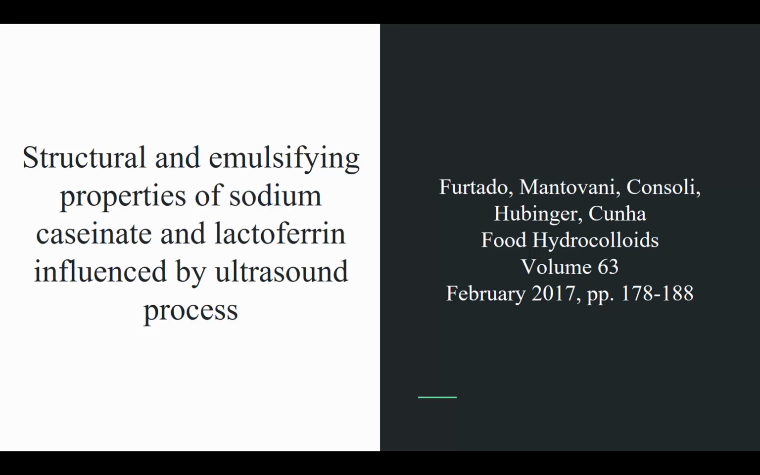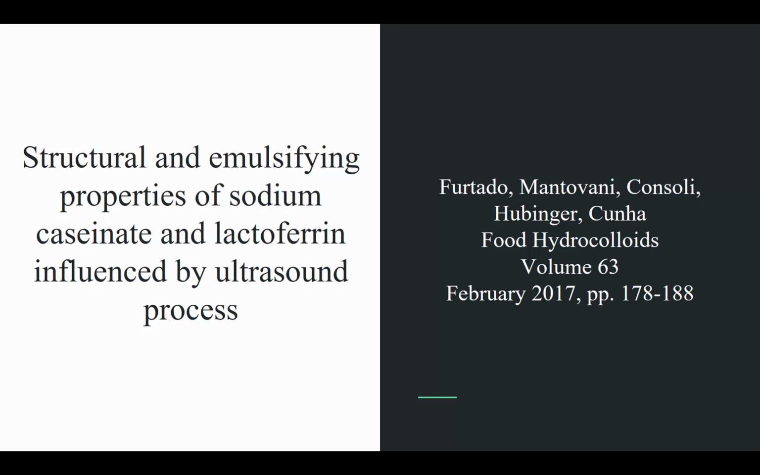Alright, so the paper that I looked at was entitled Structural and Emulsifying Properties of Sodium Caseinate and Lactoferrin Influenced by Ultrasound Process. So we're not going to look at the lactoferrin portion of this since it is such a small portion of the whey protein. So we focus mainly on the sodium caseinate. So like Claire's, mine looked at sonicating the casein as well, except mine is sodium caseinate instead of the micellar casein.